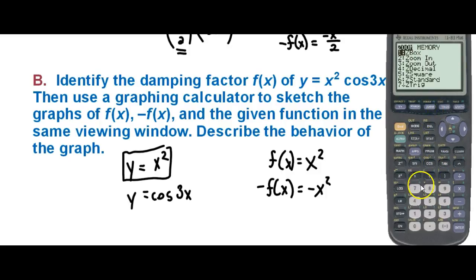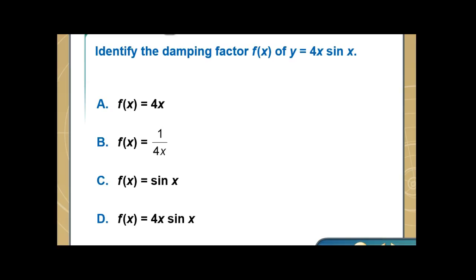And when I zoom with trig, you see there's my upper parabola. I didn't put a negative in there, so let's try that again. Zoom trig. There's my upper parabola. There's my lower parabola. And cosine of 3x is kind of crazy, but it does stick in between those two graphs that are my damping factor. So hopefully that was pretty straightforward and you can figure out the damping factor of y equals 4x times sine of x.